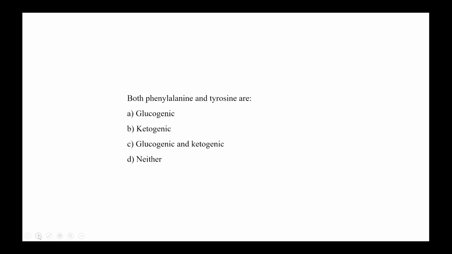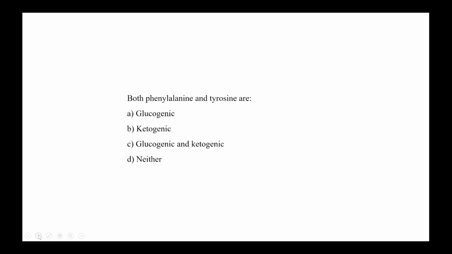Yes. If you remember from the previous session, acetoacetate is the ketone body. When we studied ketone body synthesis and metabolism, we saw that acetoacetate was the primary ketone body, right? So it enters the ketogenic pathway, and fumarate is the glucogenic substrate. It enters the TCA cycle, which is the glucogenic metabolic pathway. So phenylalanine and tyrosine both are glucogenic and ketogenic.